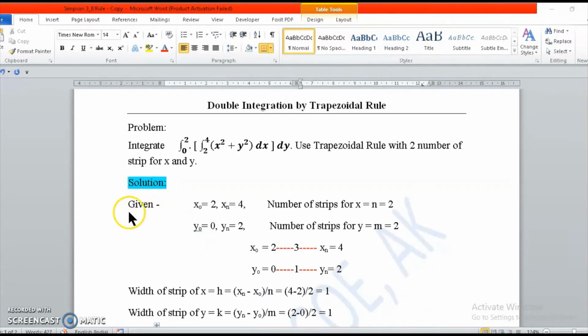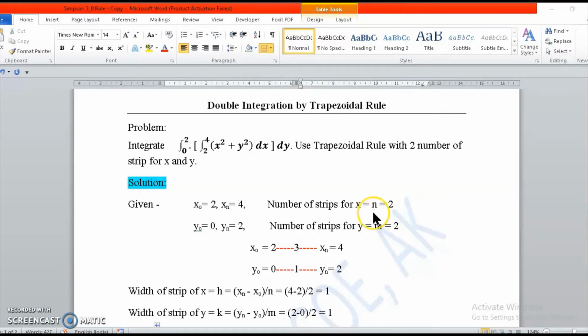Let us try to write down the given data. So x0 is the lower limit of x, that is 2. xn is the upper limit of x, that is 4. Then y0 is the lower limit of y, that is 0. yn is the upper limit of y, that is 2. Then the number of strips for x, n, is given as 2. The number of strips for y, that is m, is given as 2.